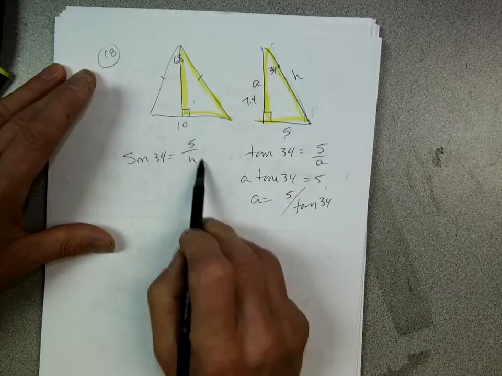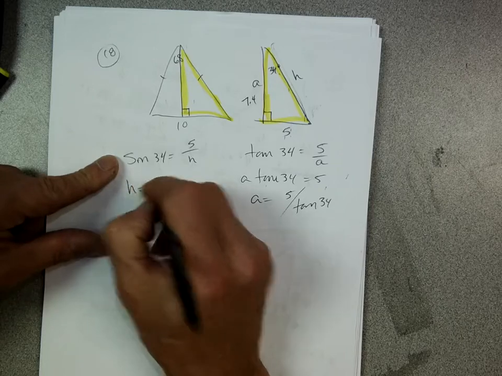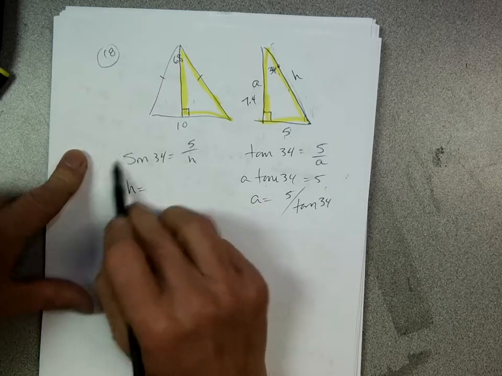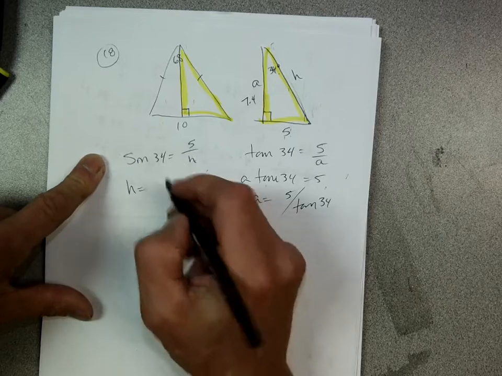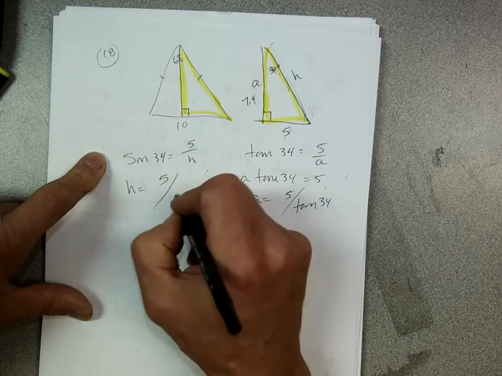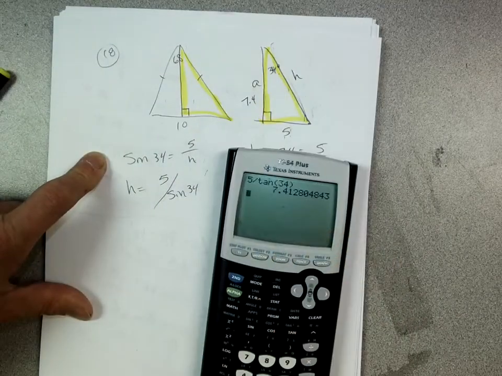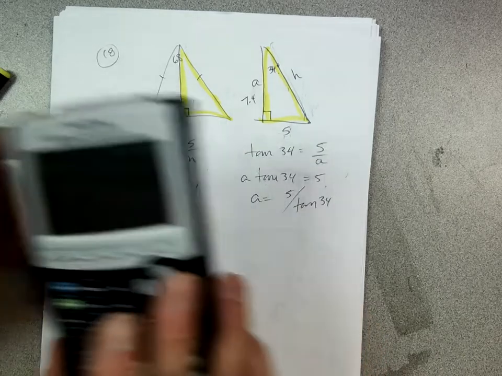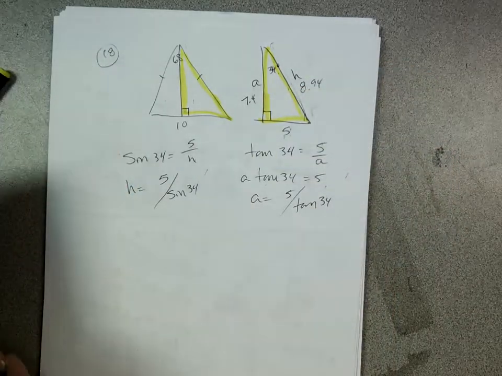And again, same thing, I'm going to have to multiply it up and divide, so h is really equal to, the h comes up here, and you divide by sine of 34. So it's really 5 divided by sine of 34, and I'll put that on my calculator. 5 divided by sine 34, I get an answer about 8.94.